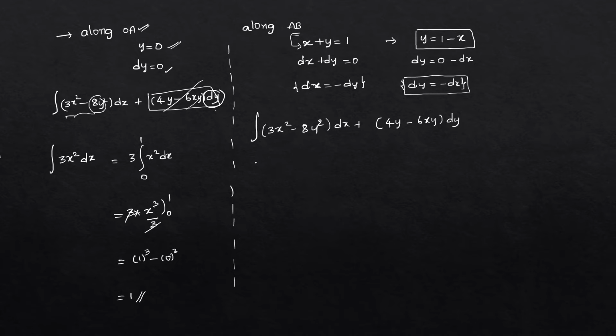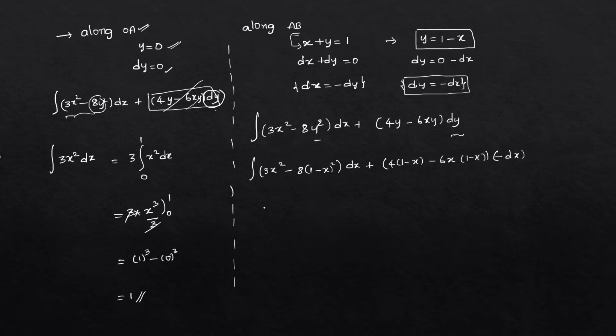Now see here, 3x square minus 8 into, in place of y we have to put 1 minus x, so 1 minus x whole square dx plus 4 into y value which is 1 minus x, minus 6x into y value which is 1 minus x, and dy value is minus dx.